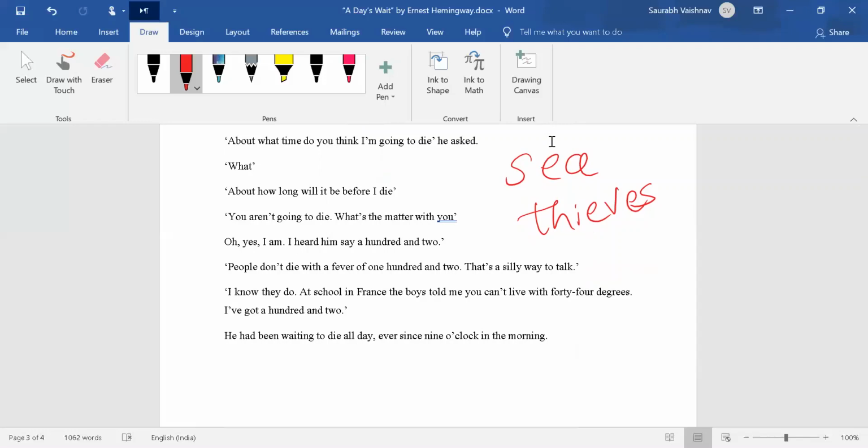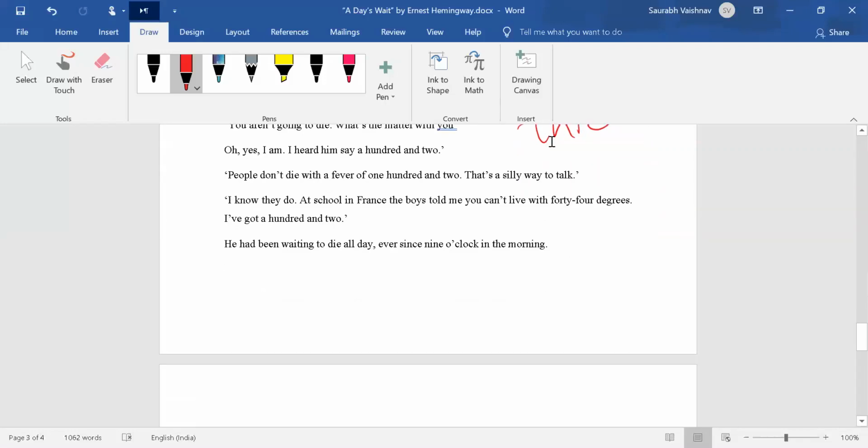"You are not going to die. What is the matter with you? You are not going to die. Who told you that you are going to die?" "Oh, yes, I am. I heard him say 102." "People do not die with a fever of 102. That's a silly way to talk."